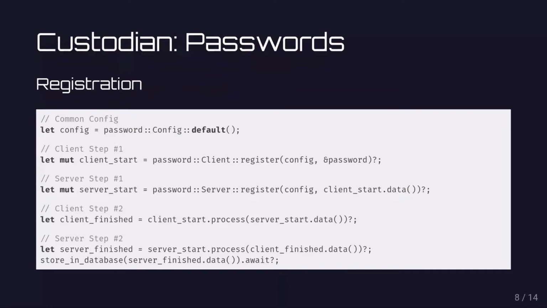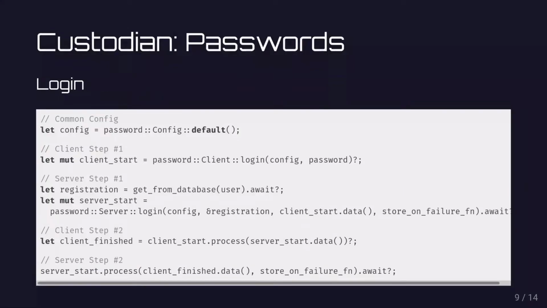In Custodian, we're actually trying to get away from passwords, but passwords are still important for backup. For example, if you lose your security key, or if you don't have access to your email anymore, if you're using Magic Link or something like that. And this is just a simple example of how it looks in Custodian to transfer passwords during registration and login.